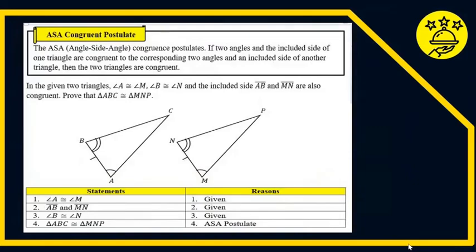Another is the ASA congruence postulate, or the angle-side-angle congruence postulate. If two angles and the included side of one triangle are congruent to the corresponding two angles and included side of another triangle, then the two triangles are congruent. In the given two triangles, angle A is congruent to angle M, and angle B is congruent to angle N. Then the included sides, segment AB and segment MN, are also congruent. We have to prove that triangle ABC is congruent to triangle MNE. So we have proven that triangle ABC is congruent to triangle MNE.